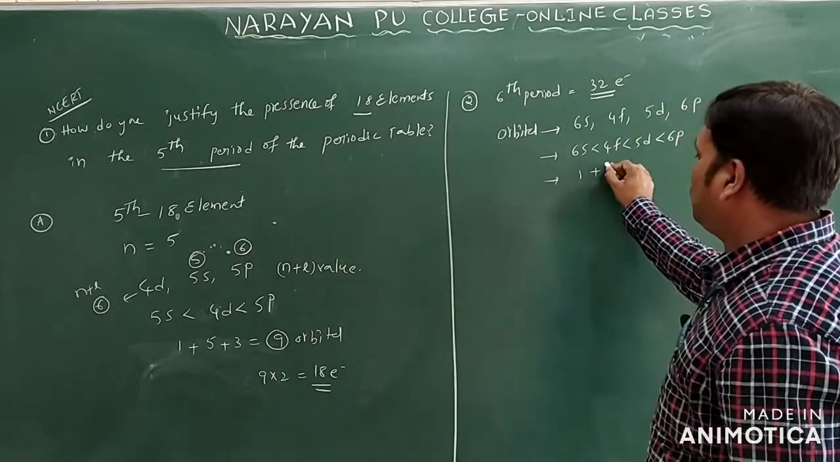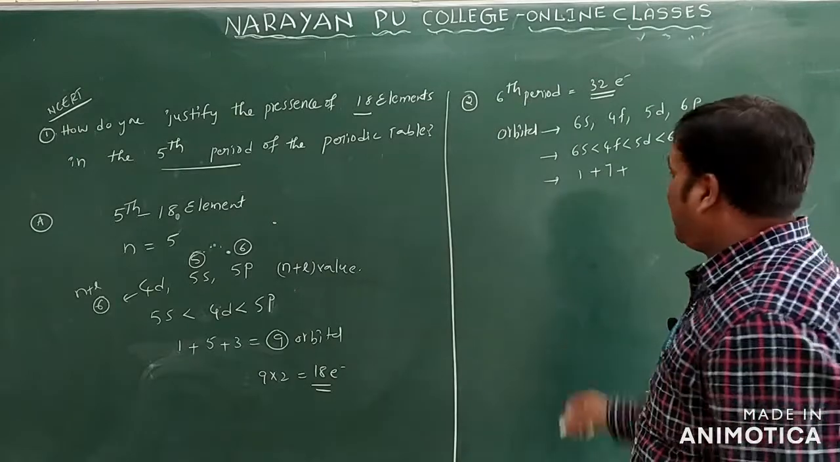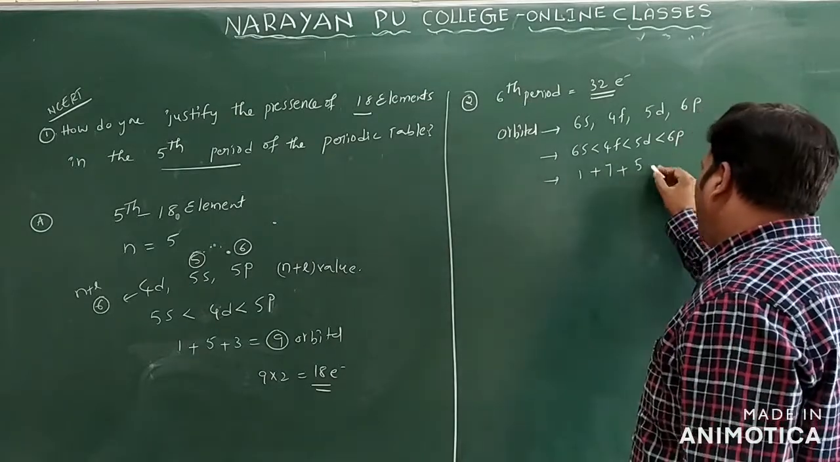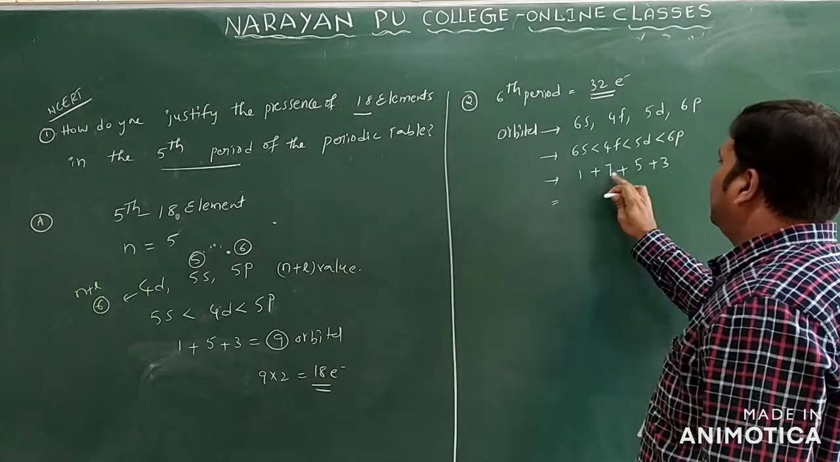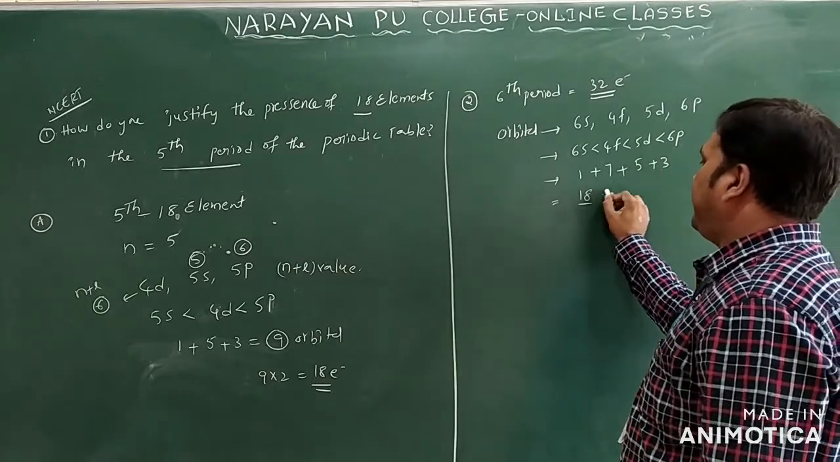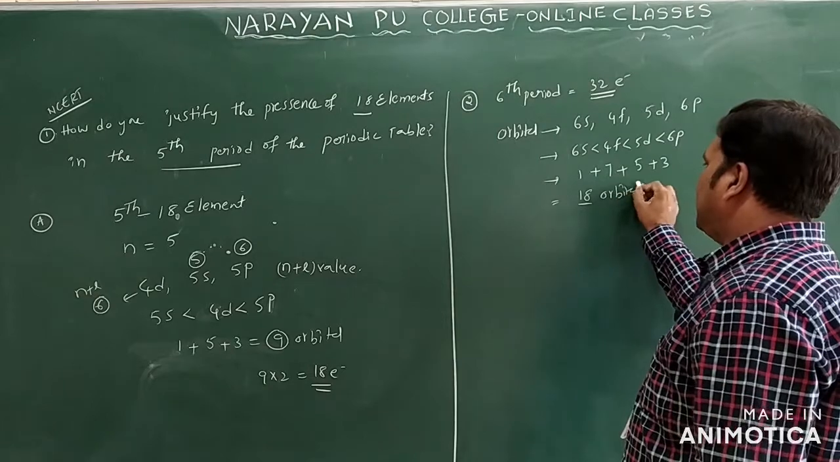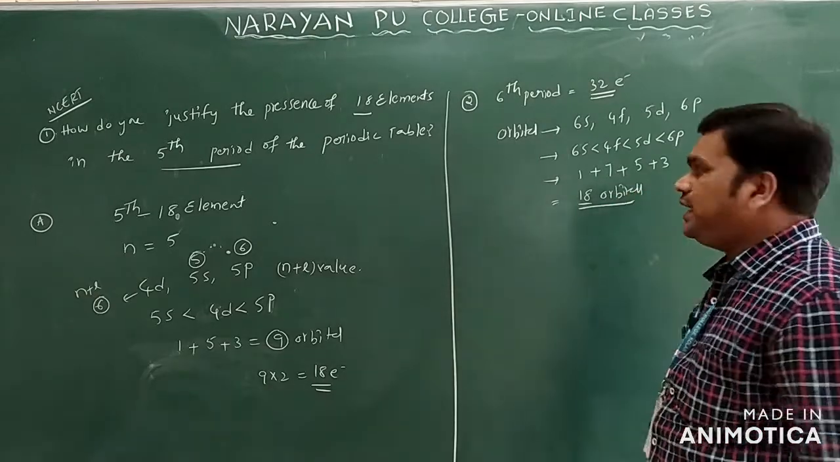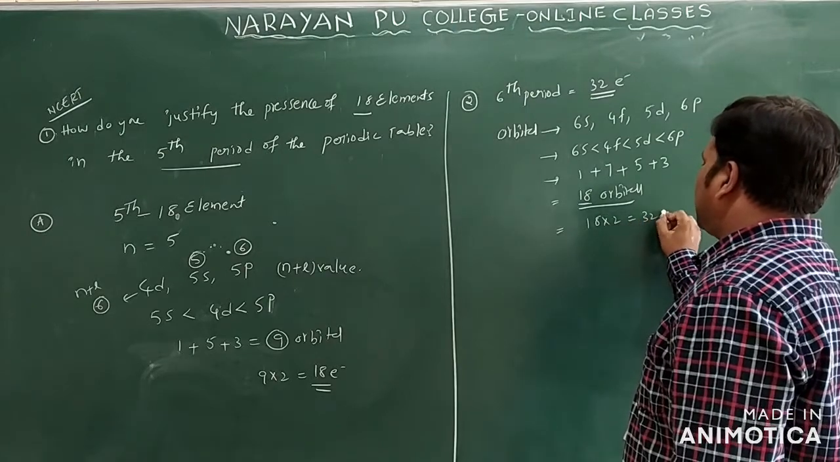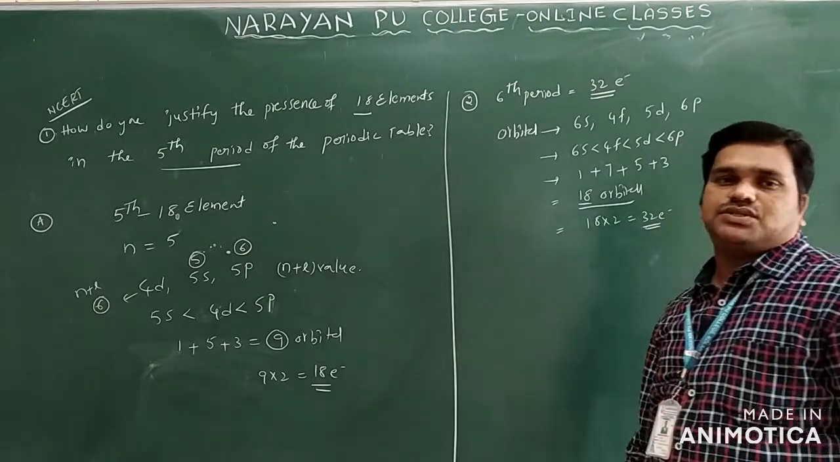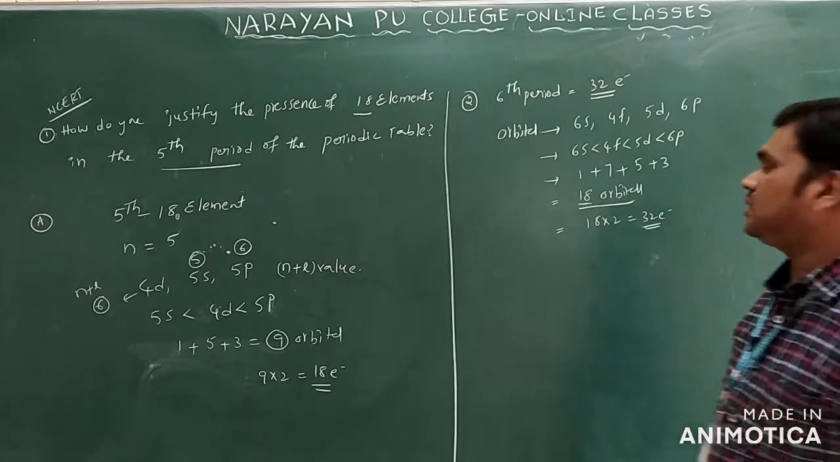This is one s orbital. You know f orbitals how much? 7, plus d orbitals, 5 we have, and p orbitals 3. This is 8, this is 10. No, 10 into how much? 18. How many orbitals are there? 18 orbitals are there. 18 orbitals can accommodate how many electrons? 18 into 2, that is equal to 32 electrons.